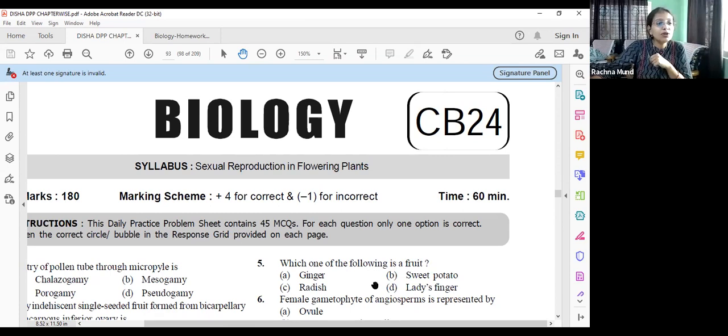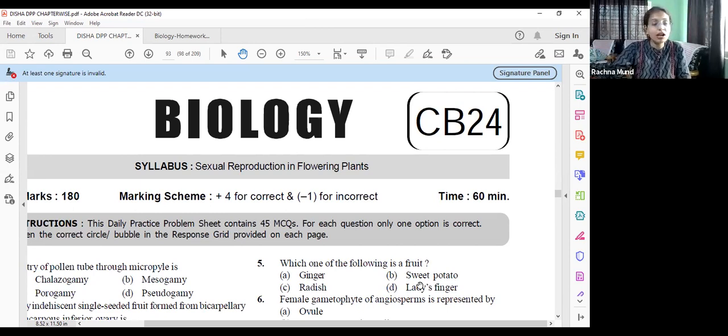So here you have to pick out which is the result of sexual reproduction. And we know that these three, A, B, and C, are results of asexual reproduction, be it stem, root, leaf, etc. But only lady's finger is propagated sexually. So this is a kind of fruit. What is fruit? When the male and female gametes fertilize, the zygote grows, and the ovary converts into the fruit, right? Lady's finger is an example of fruit. Okay.